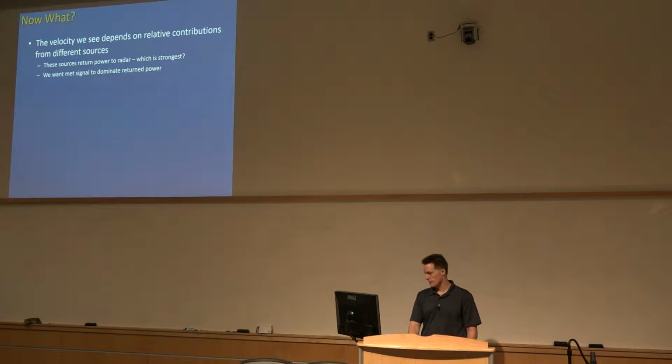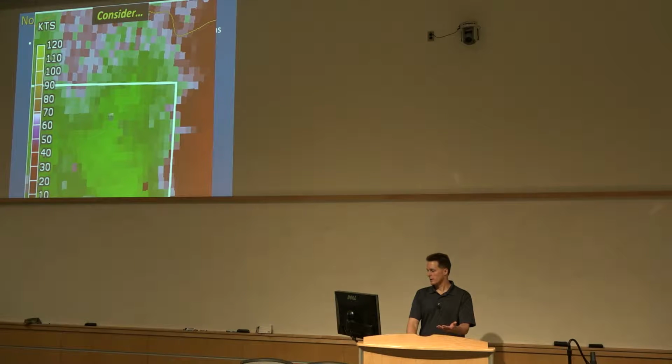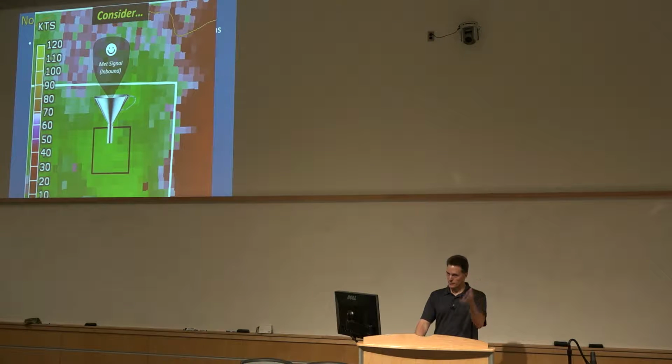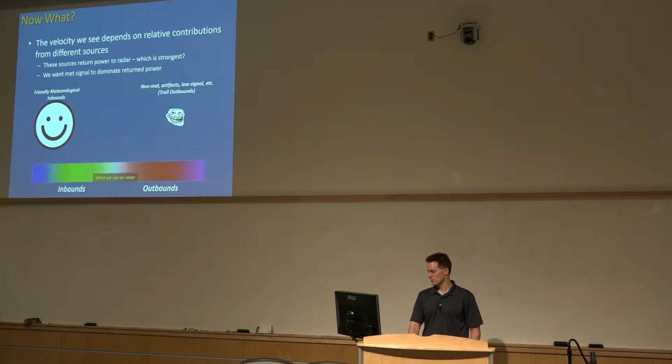Okay, so now what? The velocity quality depends on the relative contributions of what's returning power to the radar. I've already touched on it a little bit. And we just want precipitation particles to dominate. So we're looking at some velocities in this little box. Some part of this signal is coming from meteorological targets that are producing inbounds, but there also can be outbounds, and they're the ones you don't want. So the question is, what's the relative frequency of these two contributions?